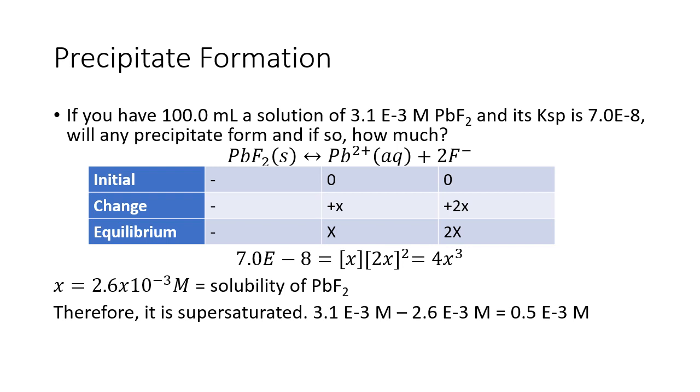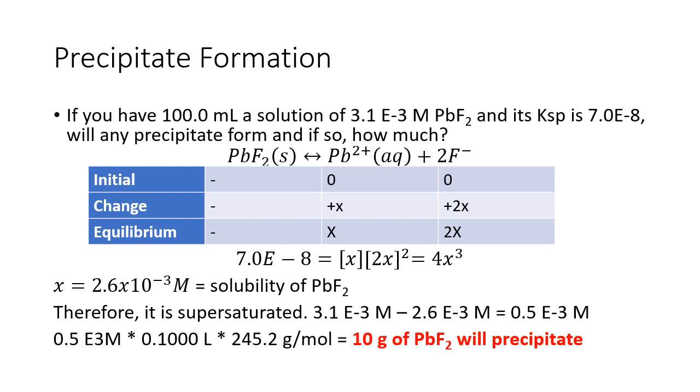But most people don't like to look at that type of thing in molarity, so we're going to convert it to grams. We take our molarity times our volume in order to get to moles, and then we use our molar mass to get to grams. And we get 10 grams.